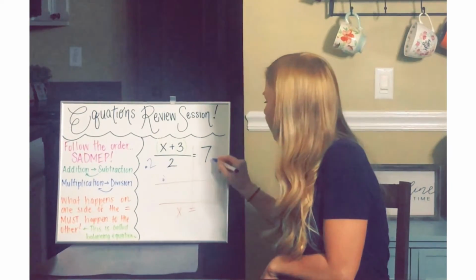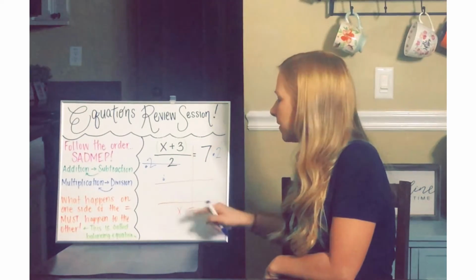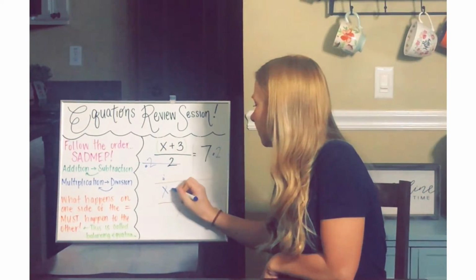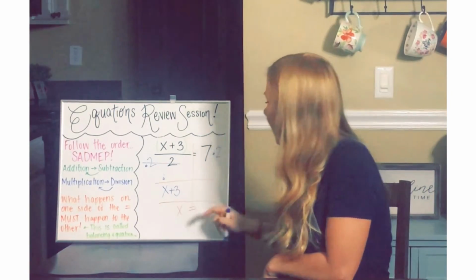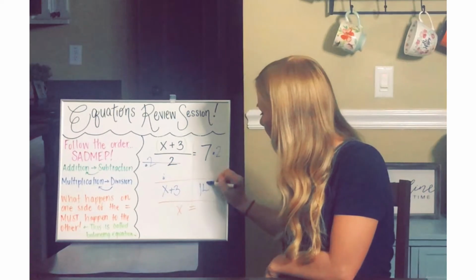On both sides. These will cancel, and my x plus 3 is going to drop down. And then my 7 times 2 is going to give me 14.